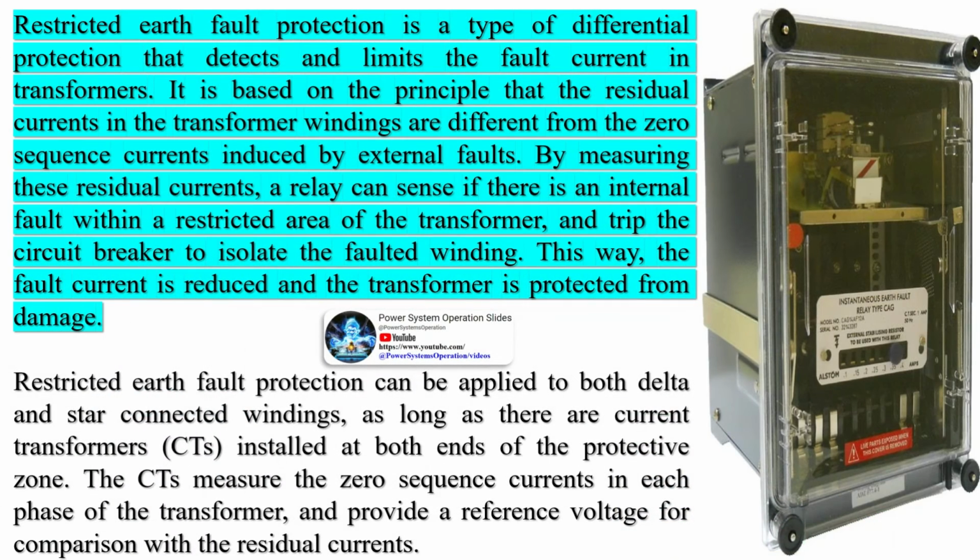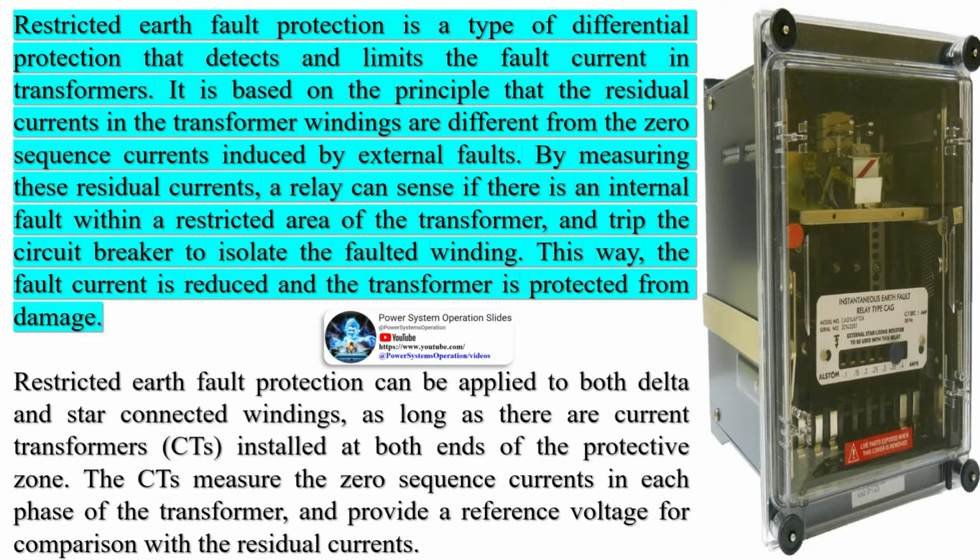Restricted earth fault protection is a type of differential protection that detects and limits the fault current in transformers. It is based on the principle that the residual currents in the transformer windings are different from the zero-sequence currents induced by external faults. By measuring these residual currents, a relay can sense if there is an internal fault within a restricted area of the transformer, and trip the circuit breaker to isolate the faulted winding. This way, the fault current is reduced and the transformer is protected from damage.